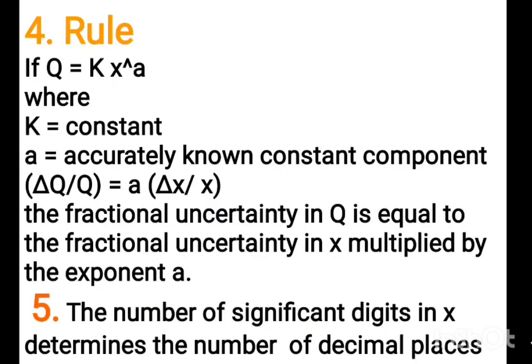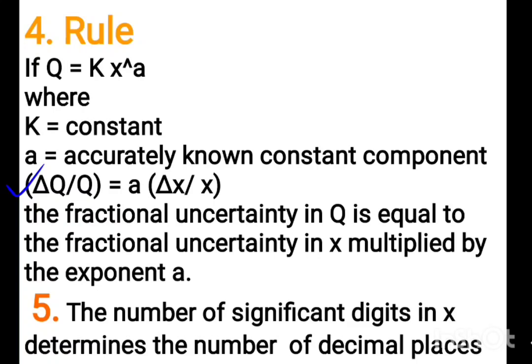Rule: if q equals k times x to the power a, where k is a constant and a is an accurately known constant component, there we can use del q by q equals a into del x by x. So the fractional uncertainty in q is equal to the fractional uncertainty in x multiplied by the component a.